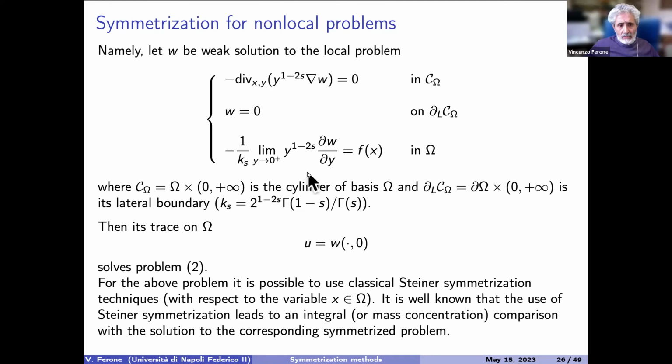So from this observation, one can think of using the Steiner symmetrization technique, which I have discussed for the parabolic equation. And so it is a problem on the plane? No, this is on the cylinder. Omega is a subset of R^n. Okay, the cylinder Omega times (0, plus infinity).